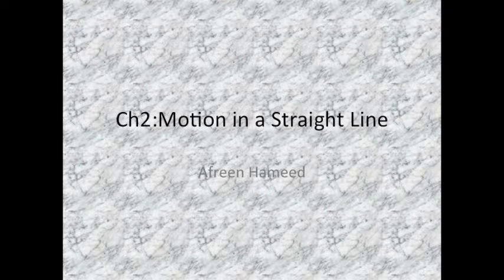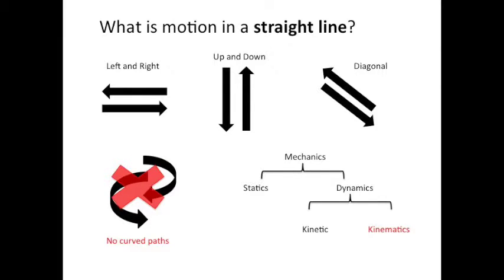Motion in a straight line. Chapter 2. So, what is straight line motion? Well, it's any movement that is in a straight line, like left to right, up or down, diagonal, but it cannot be a curved or irregular path. So, this is usually called maybe even one-dimensional motion.